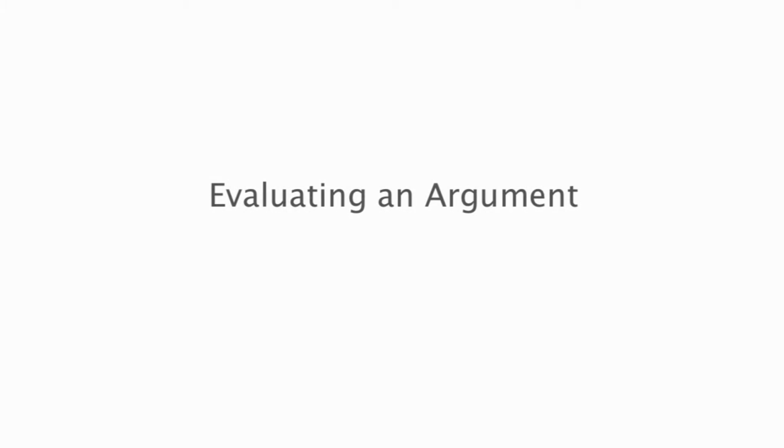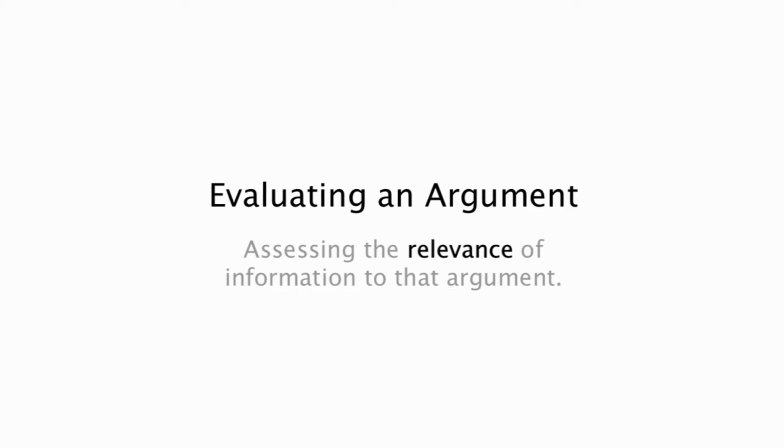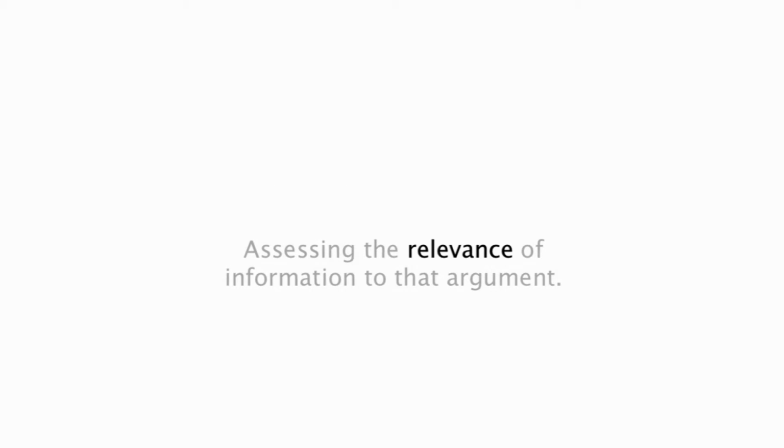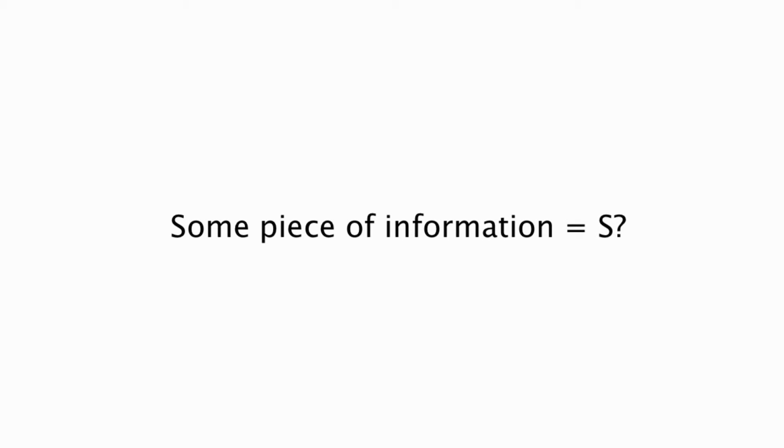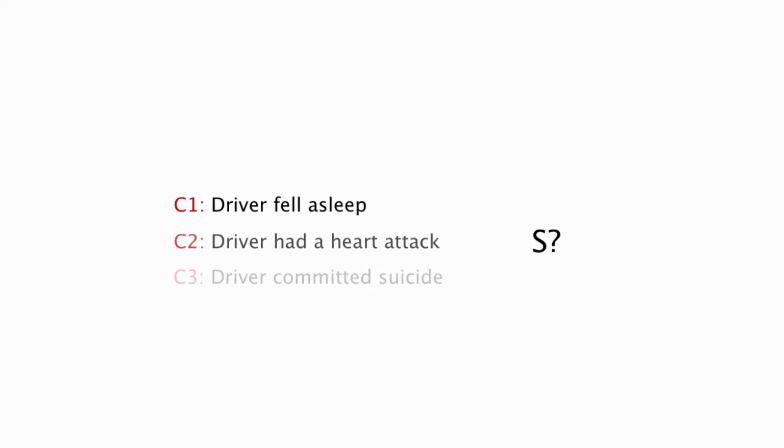Now, the work of evaluating an argument is taken up in assessing the relevance of information to that argument. And relevance is defined by Wright as impact on the rivals. So some piece of information, S question mark, as he calls it in the text, which means we don't yet know whether that information is relevant, will turn out to be relevant if it makes any impact on the rivals, that is, if it makes any of these rivals more or less plausible.